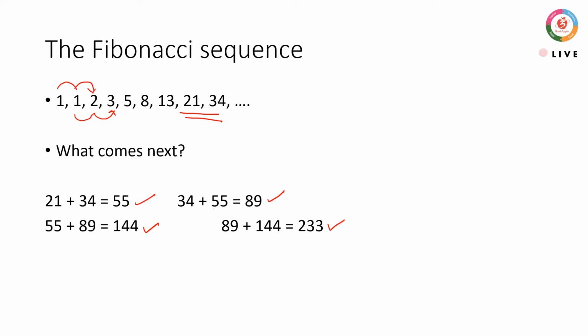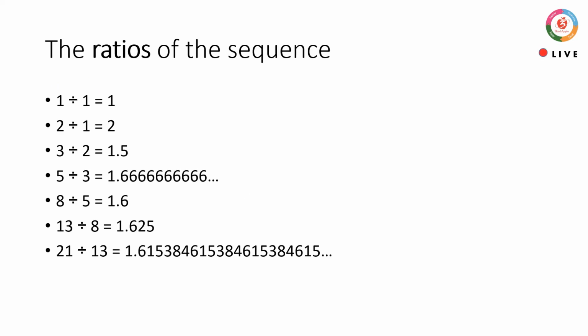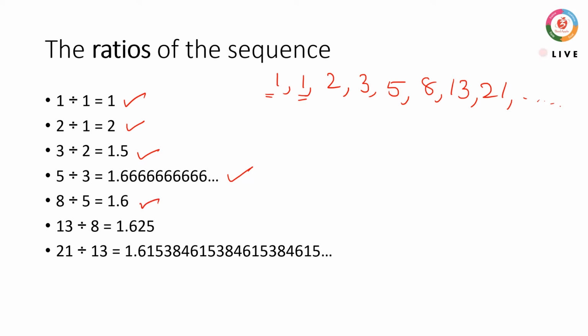Now, mathematicians didn't stop at generating a sequence. They found the ratio between consecutive terms in the Fibonacci series: 1 upon 1, 2 upon 1, like that. In the Fibonacci series 1, 1, 2, 3, 5, 8, 13, 21, and so on, they took two consecutive terms, the second term divided by the first term. They got 1, 2, 1.5, 1.666, 1.6, 1.625, 1.615, and so on.